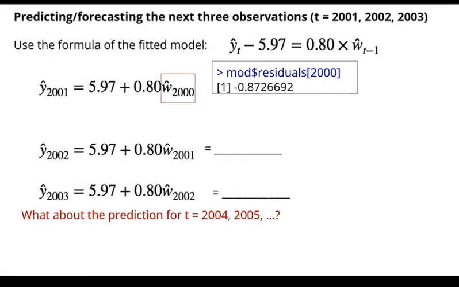If I want to do the prediction for 2002, I plug in t equal to 2002 here, and this is going to be 2002 minus 1, which should be 2001.